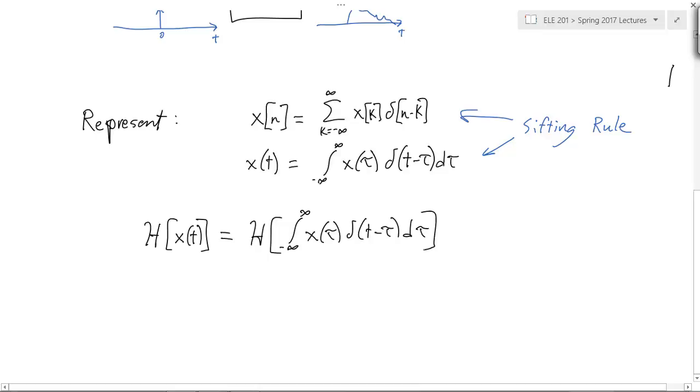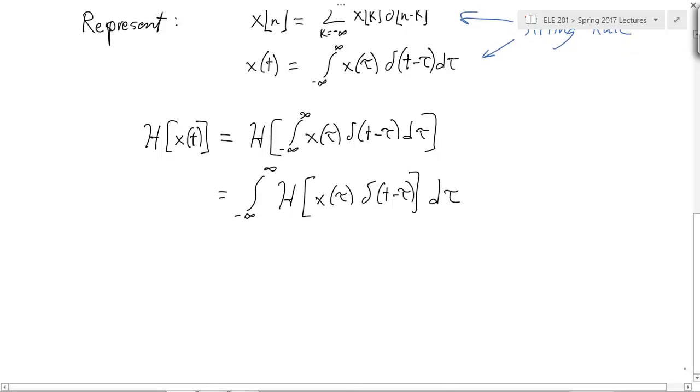And now we're going to use the fact that h is a linear system. Now integration is linear as well. It's like a big sum. So that means we can bring the integral out. And furthermore, t is our time variable for our signal. So, I'll do it in 2 steps here. So I can do x of tau delta t minus tau, and then integrate the result. Okay, so now I'm going to use linearity again to bring this x of tau out.